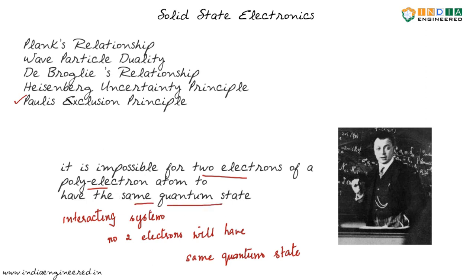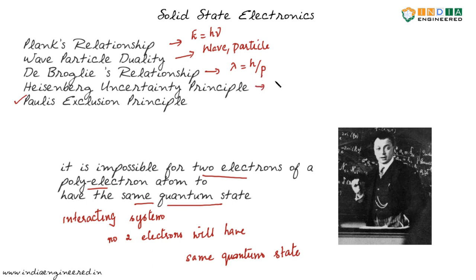We haven't discussed these relationships in much detail, but we have seen a summary. We have seen Planck's relationship, that is E is equal to h nu, and we have seen that electrons have particle nature as well as wave nature. Then we have seen de Broglie's relationship, that is lambda equal to h by p, which relates the wavelength to the momentum of the particle.